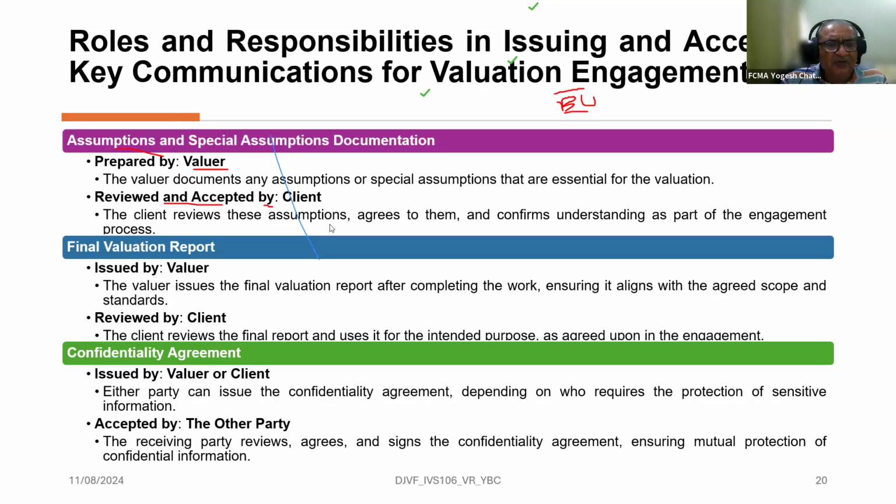So the valuer will document any assumption or special assumption that is essential for the valuation, and that will be accepted by the client. Final valuation report: the valuer will issue that, and the client will review the final report and use it for the intended purpose as agreed upon in the engagement. Confidentiality agreement, we all know that either a valuer or client will need a confidentiality agreement. So wherever needed, that needs to be provided. These are the key communications and key documents which are issued as a part of the valuation.